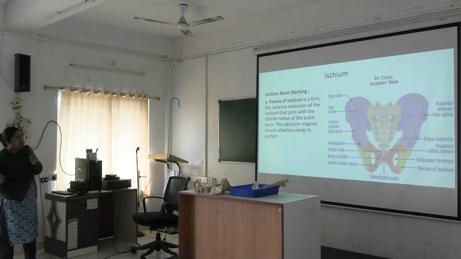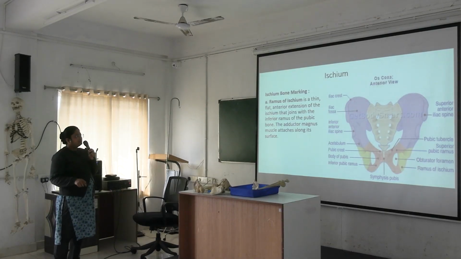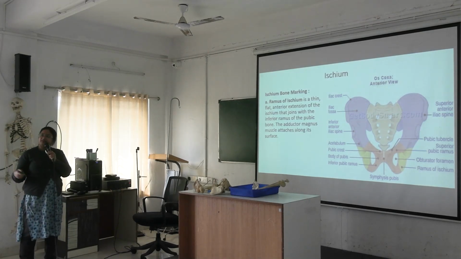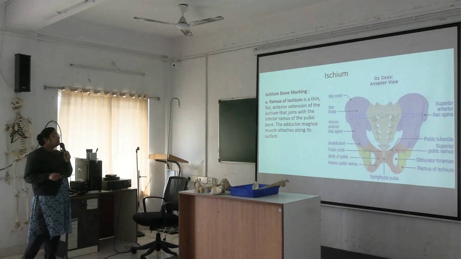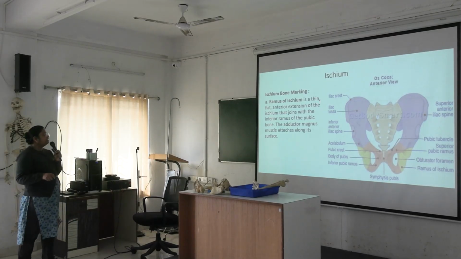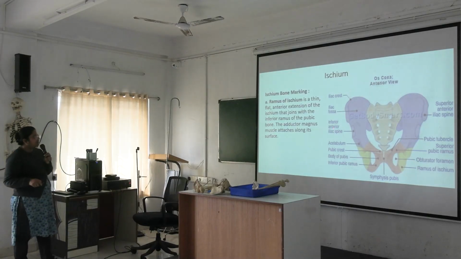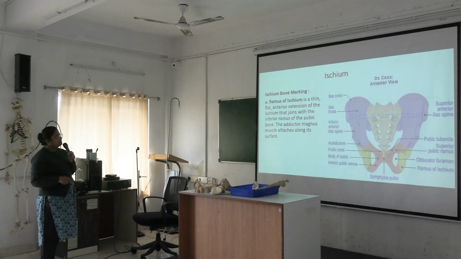Next, we are going to different presenting parts of the ischium. The ischium has a ramus. The ramus of the ischium is thin. This part is the ramus of the ischium. Together with the inferior ramus of the pubis, it forms the ischiopubic ramus. So the ramus of the ischium is a thin, flat, anterior extension of the ischium that joins with the inferior ramus of the pubis, and the adductor magnus muscle is attached along its surface.